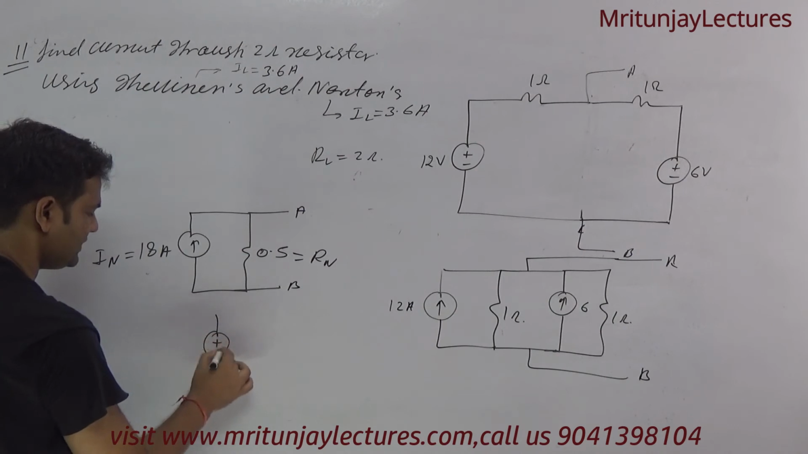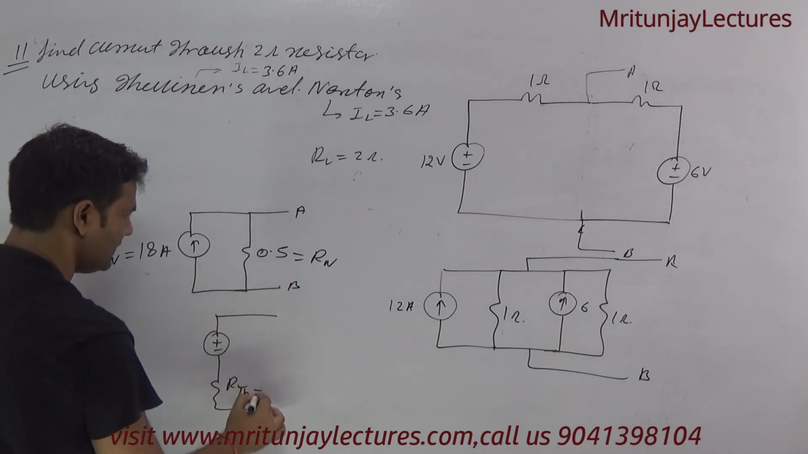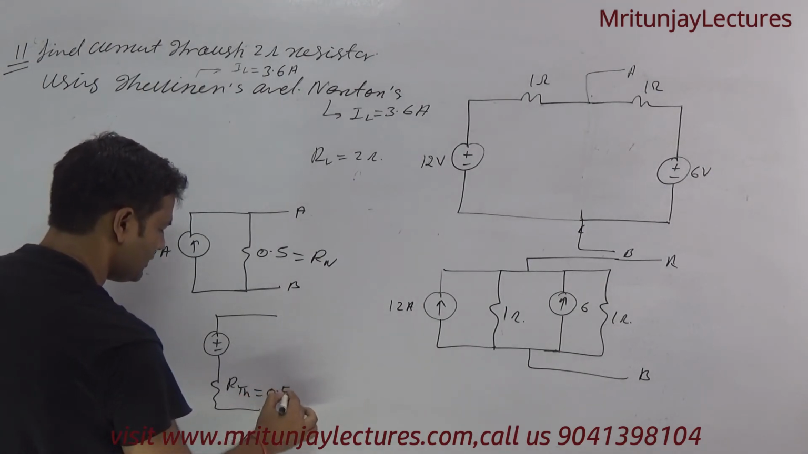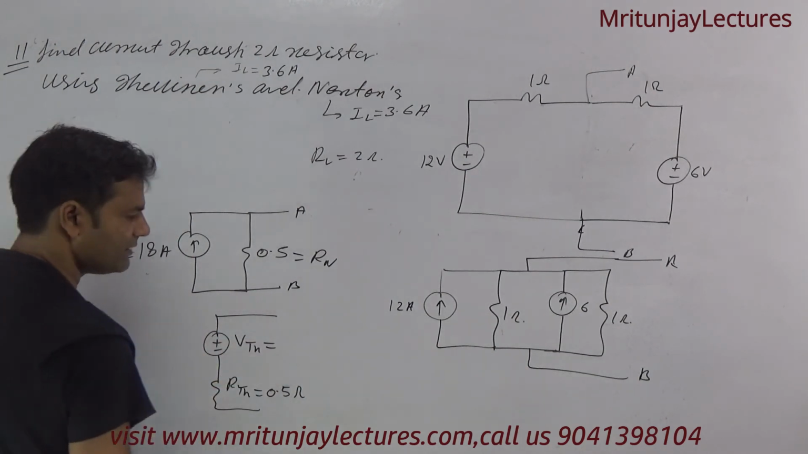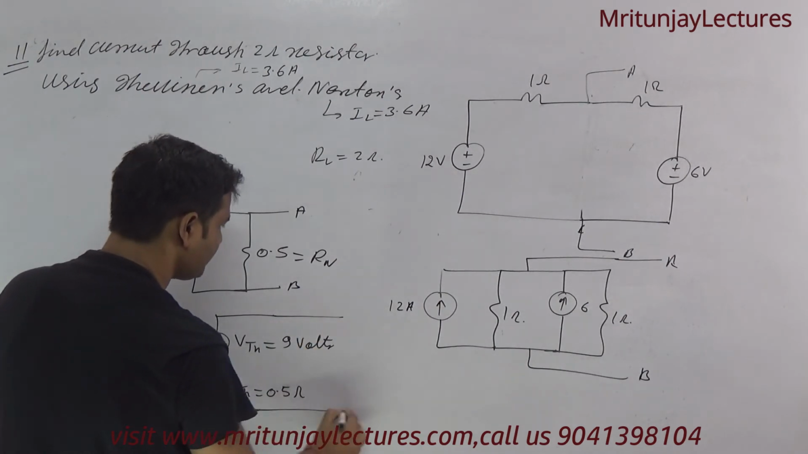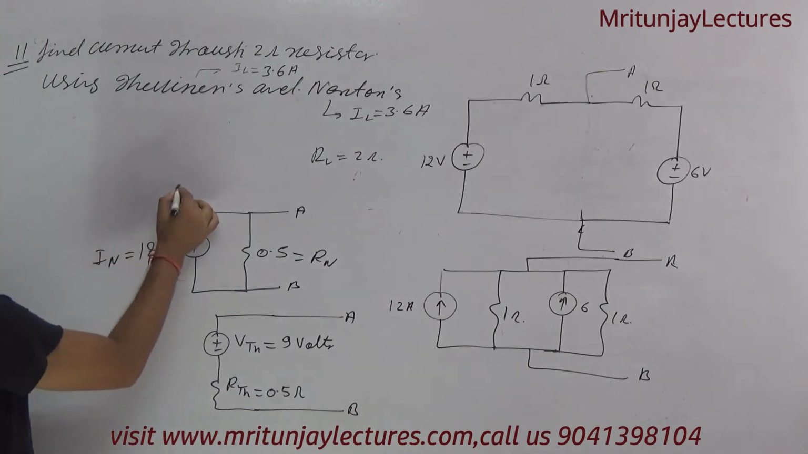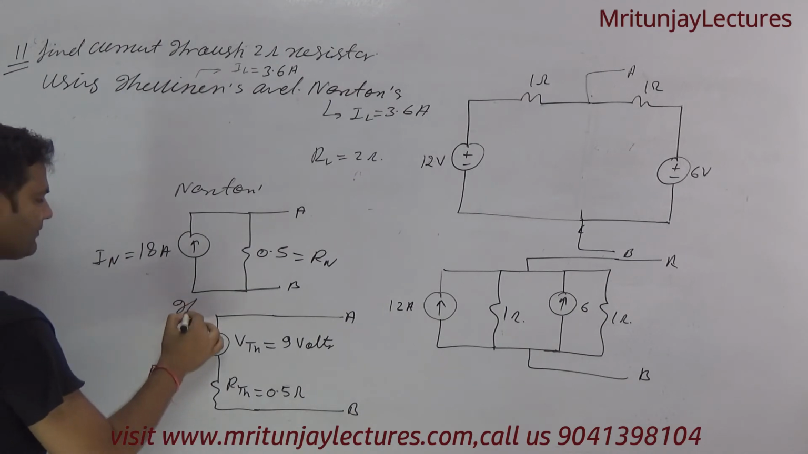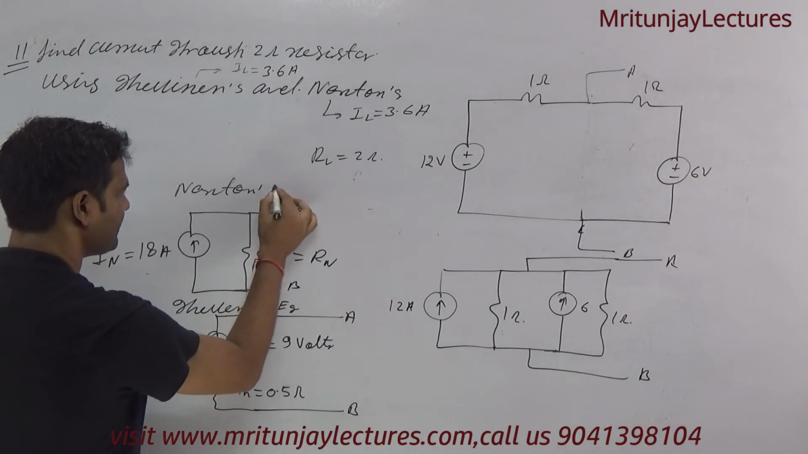This one gets VTH and RTH. RTH is 0.5 ohm, and VTH is 18 into 0.5, that is 9 volt. Okay, so that is A and that is B. This one is a Norton equivalent and that is Thevenin equivalent. Clear or not?